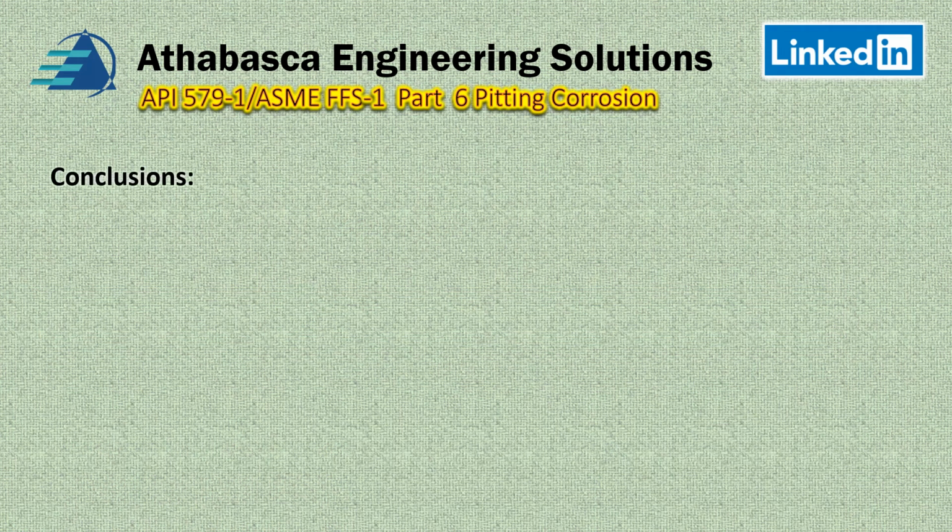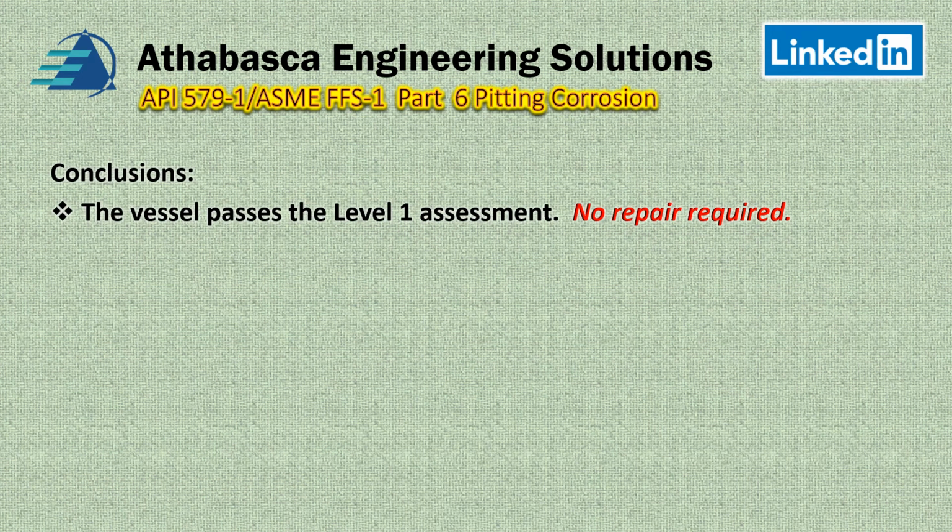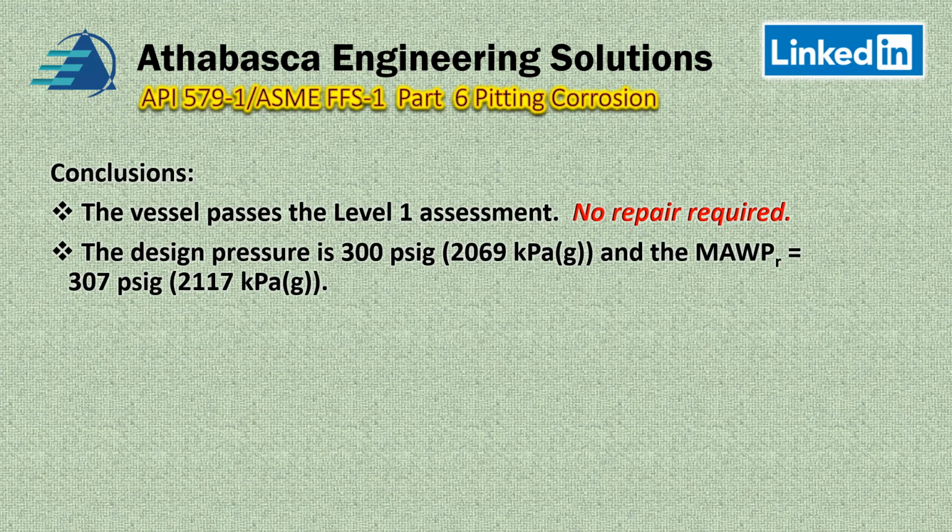Some conclusions here. The first thing we want to conclude is we did the level one assessment, it met the criteria, and it passed. So therefore, no repair is required. The second thing is we know that the design pressure from the inputs we received was 300 PSIG or 2069 kPaG. And we know from our remaining strength factor, we can do some back calculation, some iteration, to find out how much room we have.